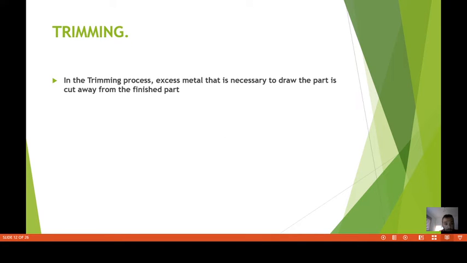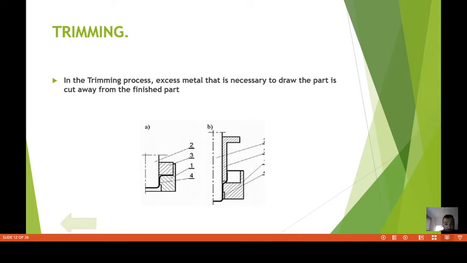Trimming. In the trimming process, the actual metal that is necessary to draw the part is cut away from the finished part. Here, this photo is after we make cutting for any material. This line is named the shear line. We draw this shear line after we make a cut for any material.